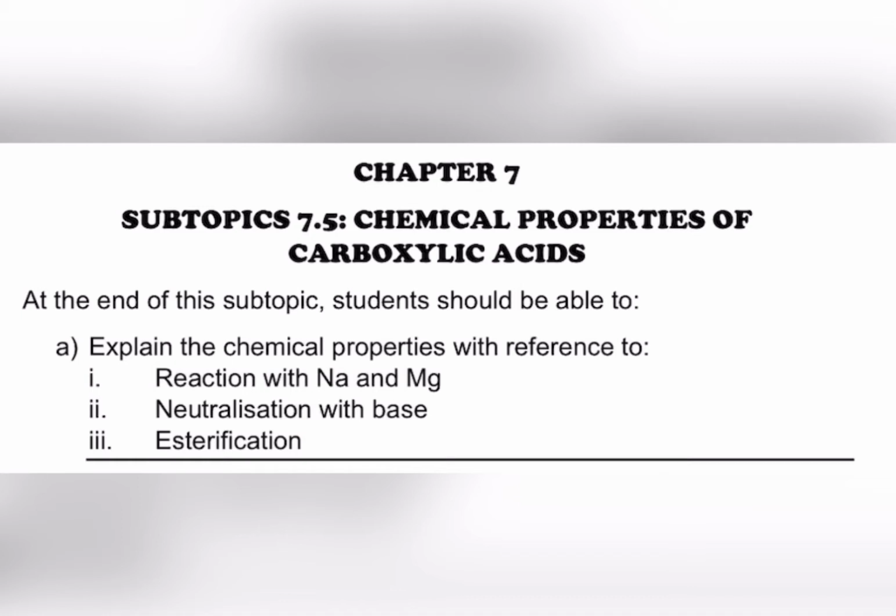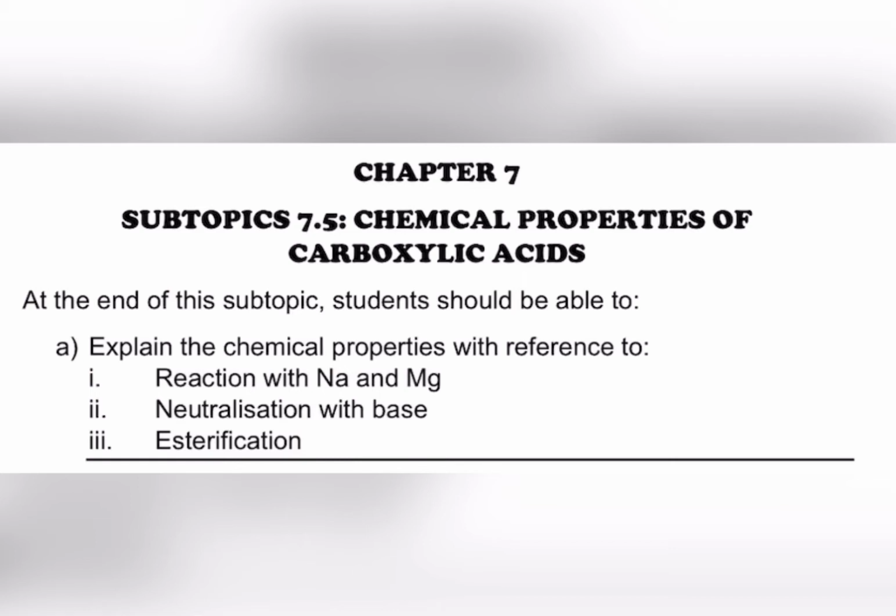In this video, we are going to focus on three chemical properties. The first is the reaction of carboxylic acid with group 1 and group 2 metals. The second one is the reaction of carboxylic acid with base, and the last one is esterification between carboxylic acid and alcohol.